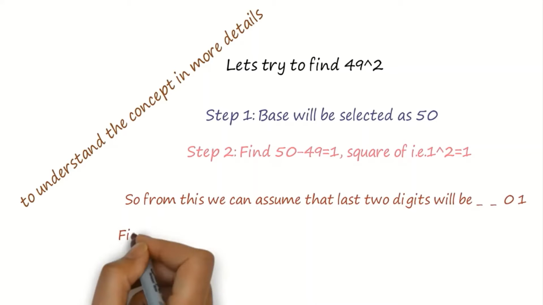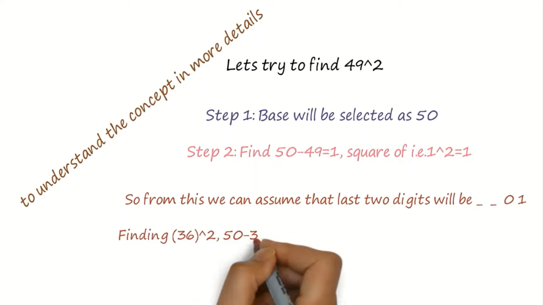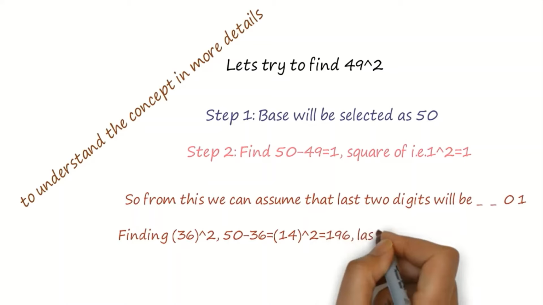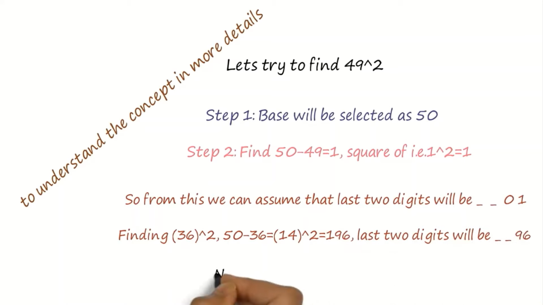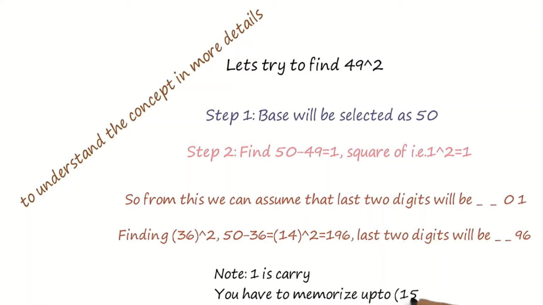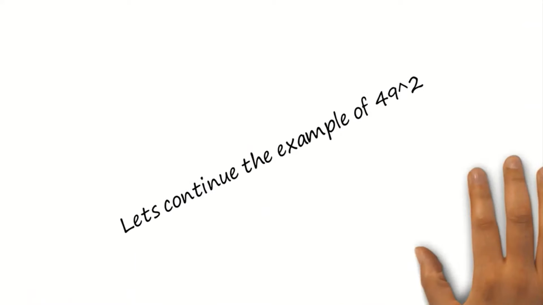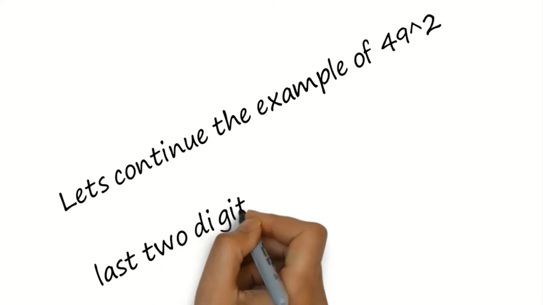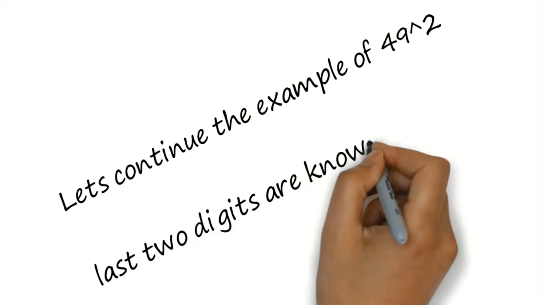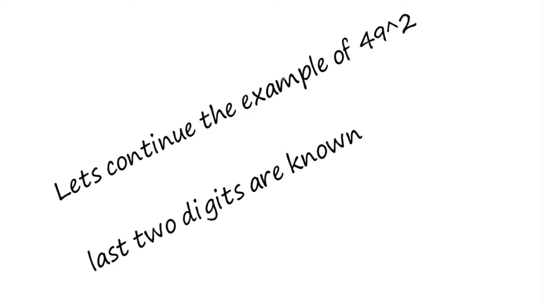So similarly, for 36 square, as per the discussed formula, we got 14 square, which is 196. So the last two digits will be 96 and 1 is carry. But before discussing further, please make a note you will need to memorize till 15 square to solve any of this problem within a minute. So let's continue with the example 49 square. We already know the last two digits. Let's find out the steps to calculate first two digits.